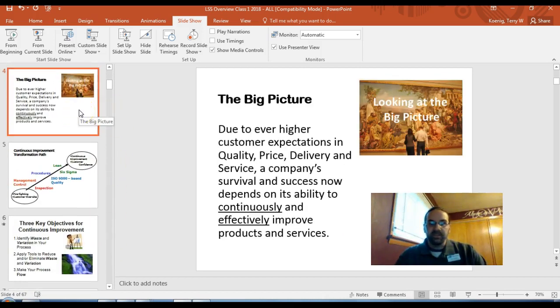So the big picture: due to ever higher customer expectations, a company's survival and success depends on its ability to continuously and effectively improve products and services. You need to not just make your products better, but you need to have better service, better prices. That's hard to do with added technology and what customers expect for their dollar.